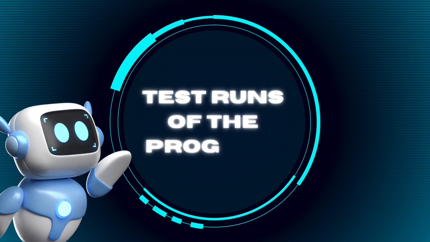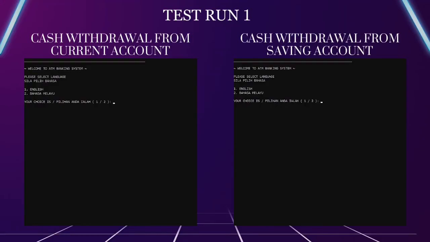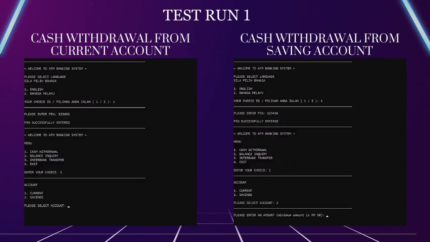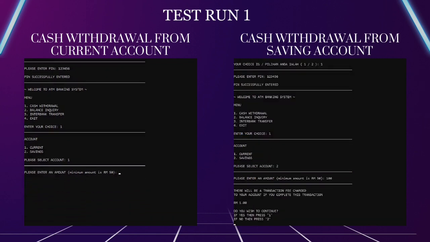Everyone, here is our coding analysis to showcase the important abilities or elements of our ATM banking system program. In our banking system, the user is required to select a language, 1 for English, 2 for Bahasa Melayu. After language selection, the user enters a PIN for security that consists of 6 digits. Then, our main menu is provided with options which are cash withdrawal, balance inquiry, interbank transfer and exit.